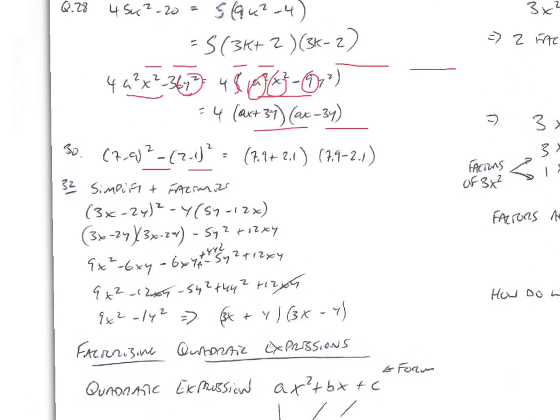3x minus 2y all squared minus y by 5y minus 12x. So you'll have to multiply those out together and multiply that as well, and then rewrite all that line, look for what cancels, and you'll end up with 9x squared minus y squared, which is the same as 3x plus y, 3x minus y when it's factorized.